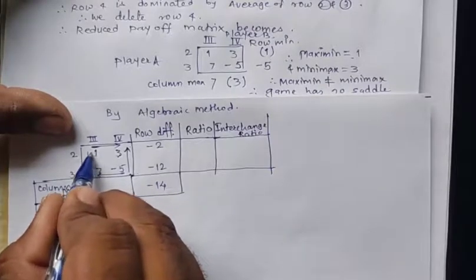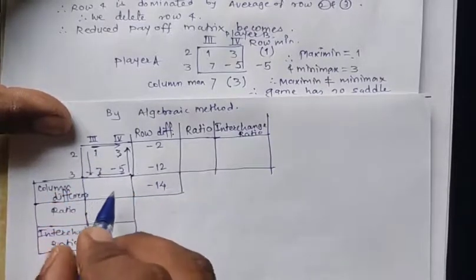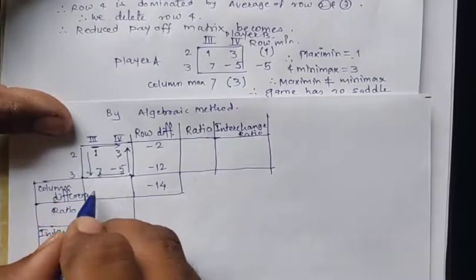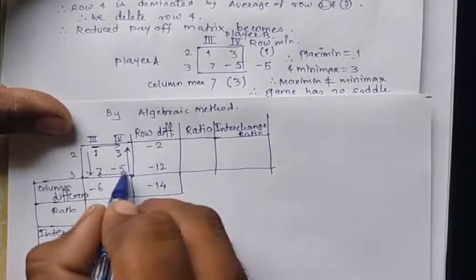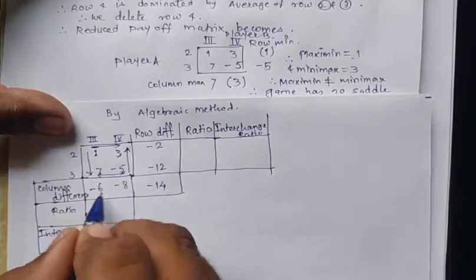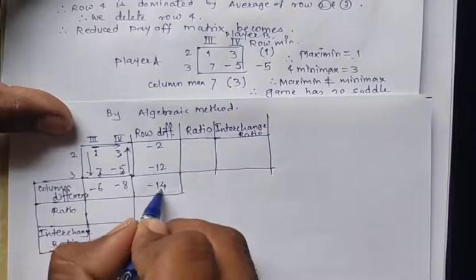Next one, taking column difference, this is the first element and this is the last element. So 1 minus 7 which is minus 6. Next, first element, last element, so minus 5 minus 3 which is minus 8. So addition of that will be minus 14.